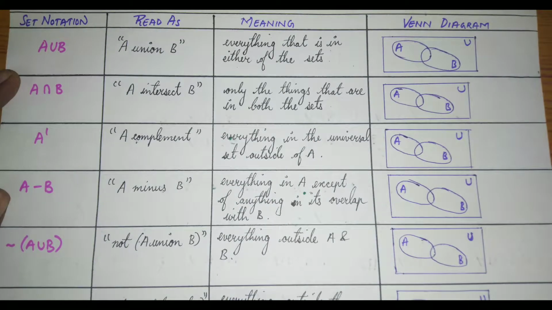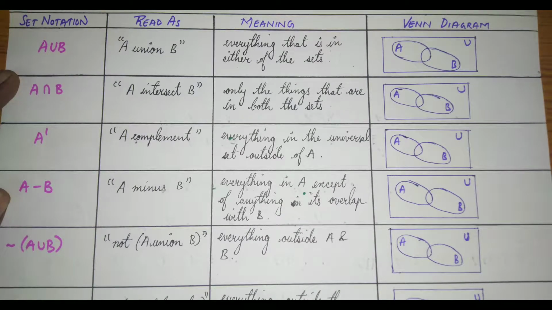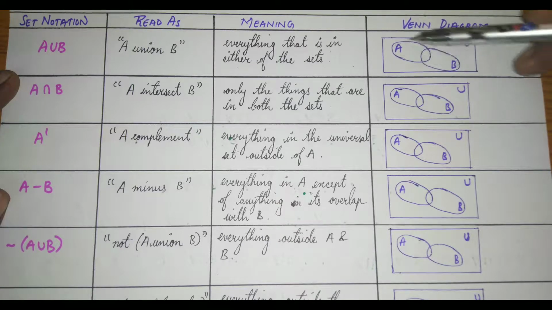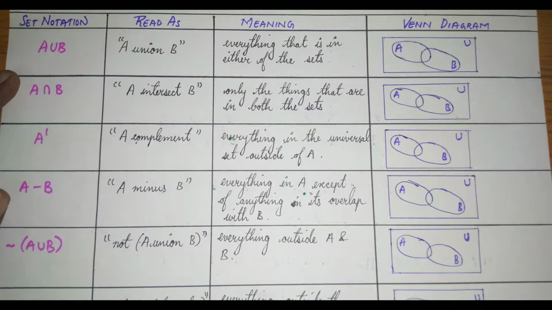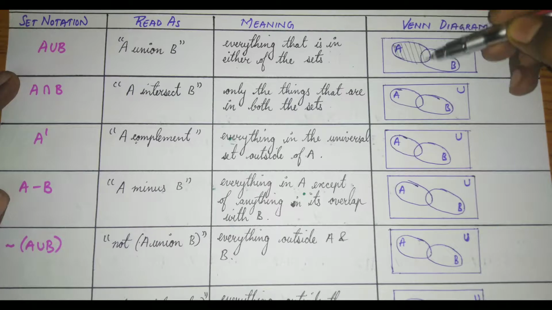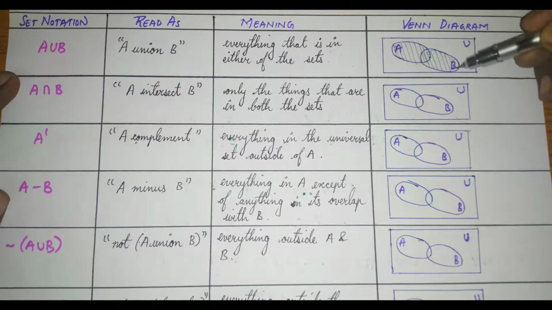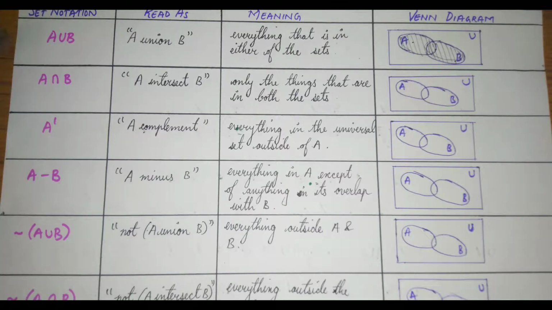The Venn diagram should be in a rectangular box. In that, two circles will be there, set A and set B, and the rectangle is the universal set which contains both set A and set B. So A union B is everything that is in either of the sets. That means A union B will contain the elements of A as well as the elements of B. So this whole set will be shaded.